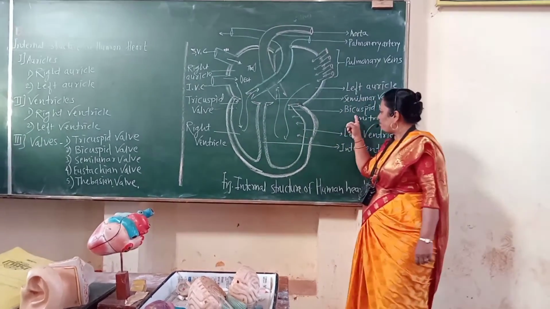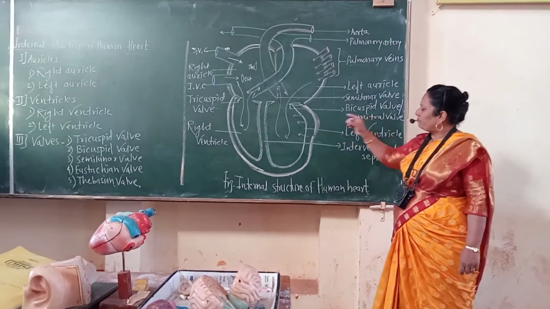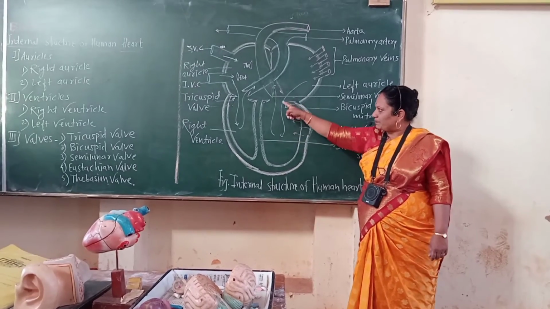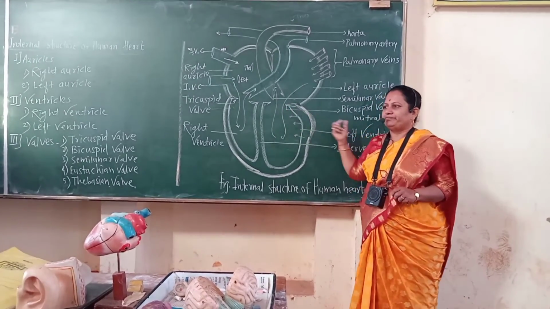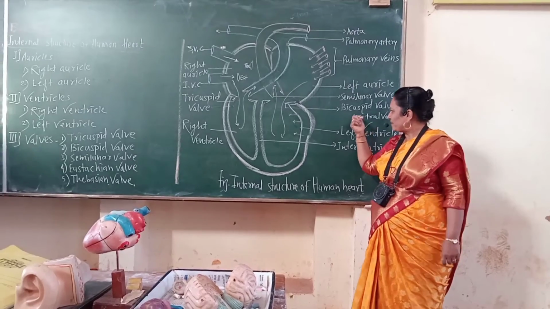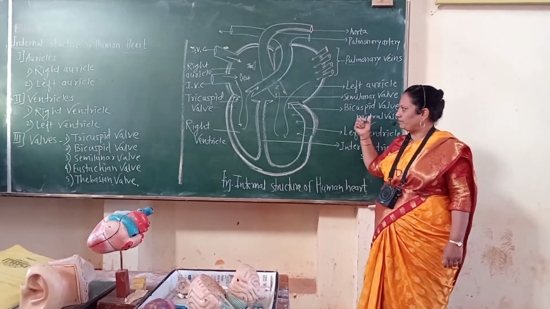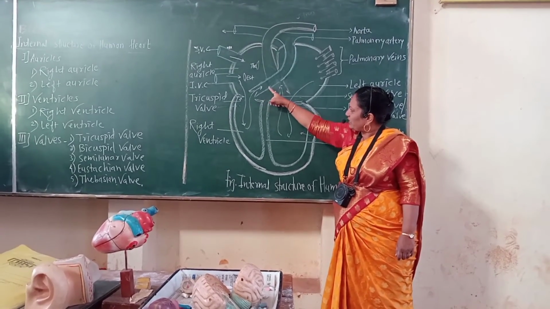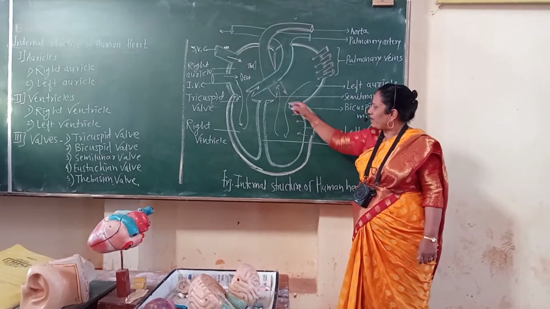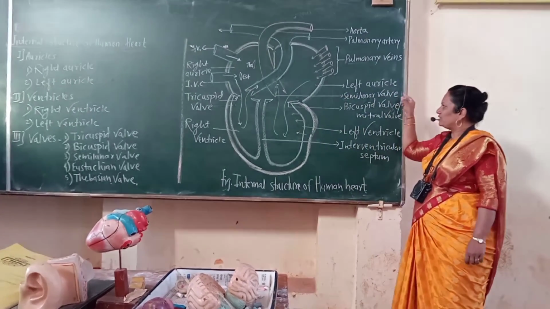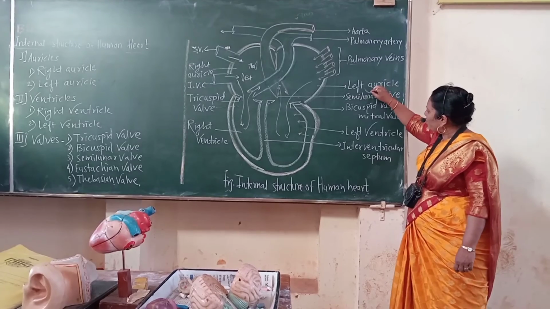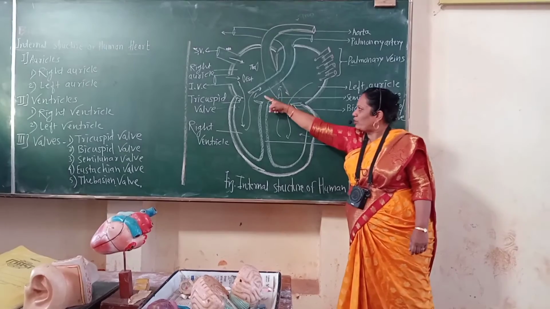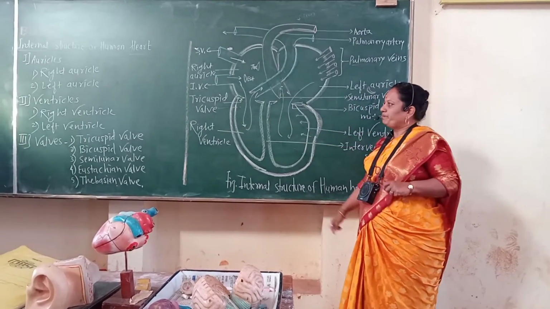Then next, that is the bicuspid valve or mitral valve, present at the opening of left auricle and left ventricle. Bicuspid valve is also called which type of valve? Mitral valve. Then next, the opening of the pulmonary artery and aorta is guarded by semi-lunar valves. Semi-lunar: semi means half, lunar means moon. Half moon shaped valves are present at the entry of pulmonary artery and aorta.